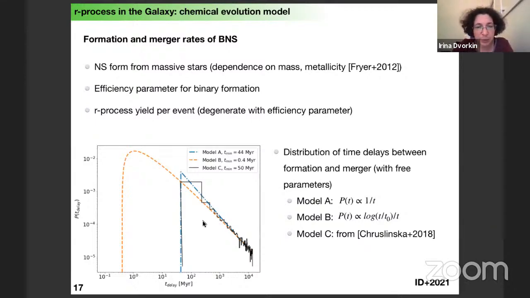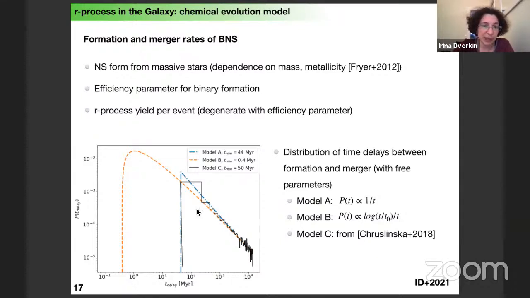And we tested a few models of the time delay distribution between formation and merger. So these are phenomenological models with some parameters as well. So this is either 1/t, log t over t, or some model tabulated from this stellar evolution study.